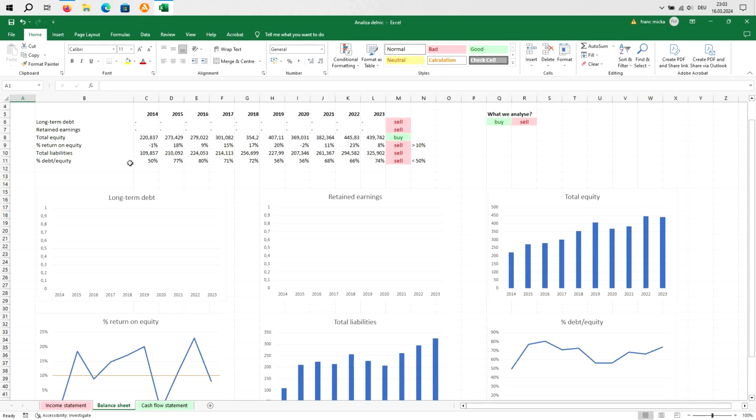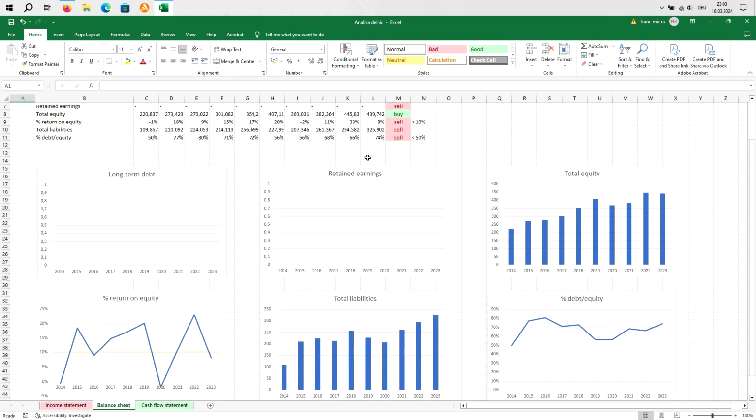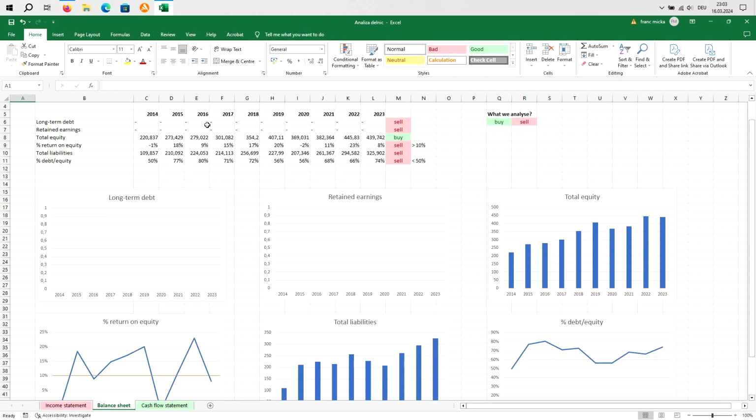As you can see in the data, it began quite well with 50%, and then it was growing, then falling a bit, and growing and growing. Right now it's around 74%, which is not that bad, but still not preferable. We just don't know why they had so much debt and then why not. It's again completely inconsistent, okay?